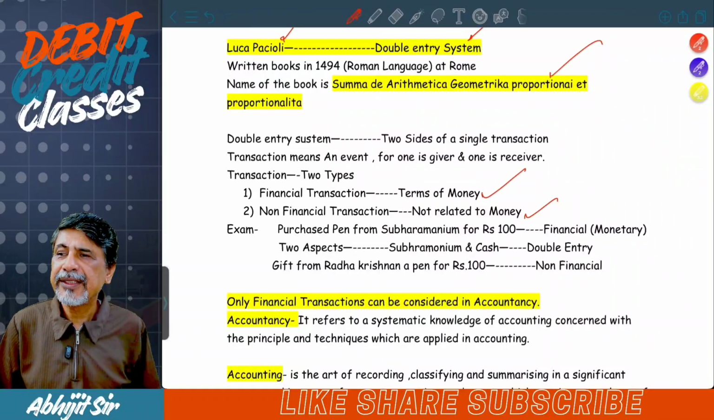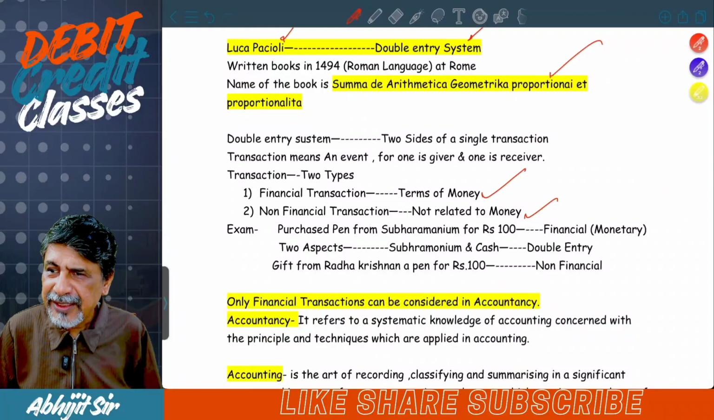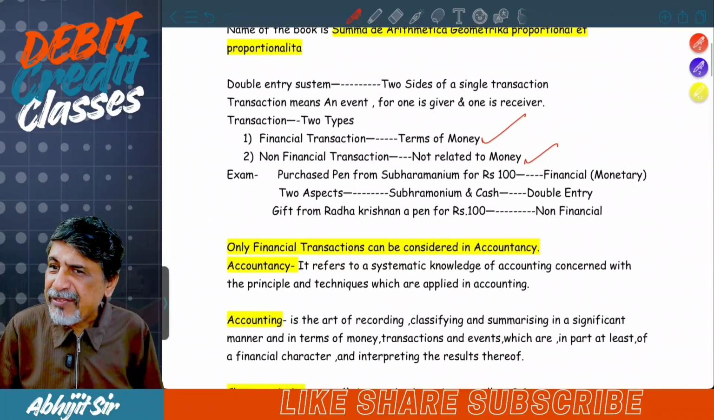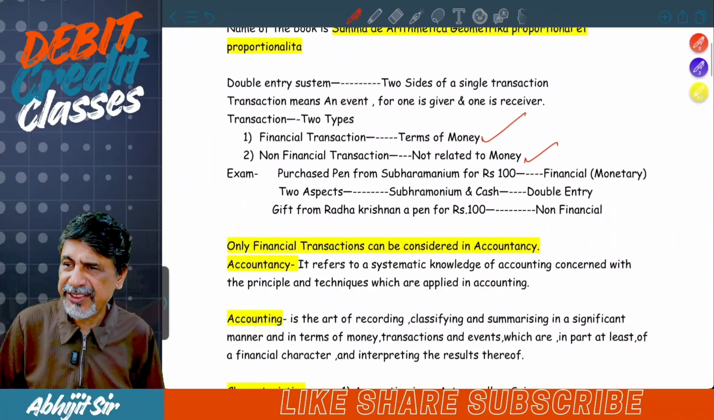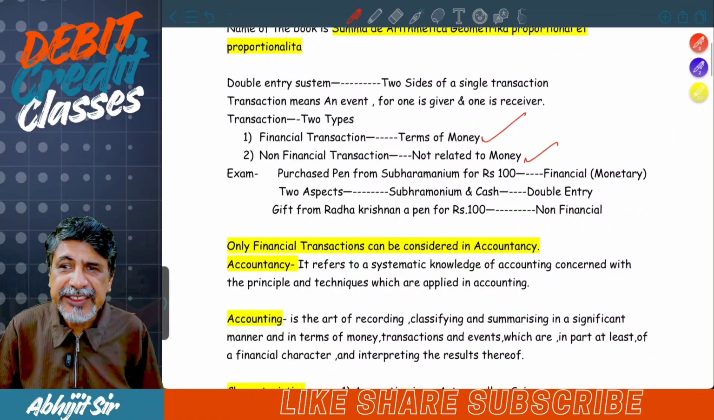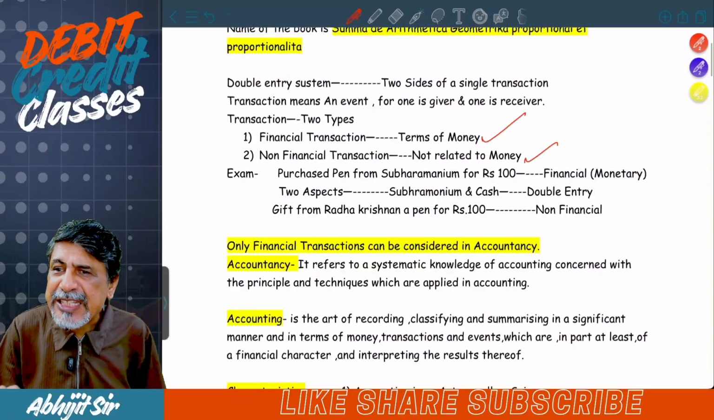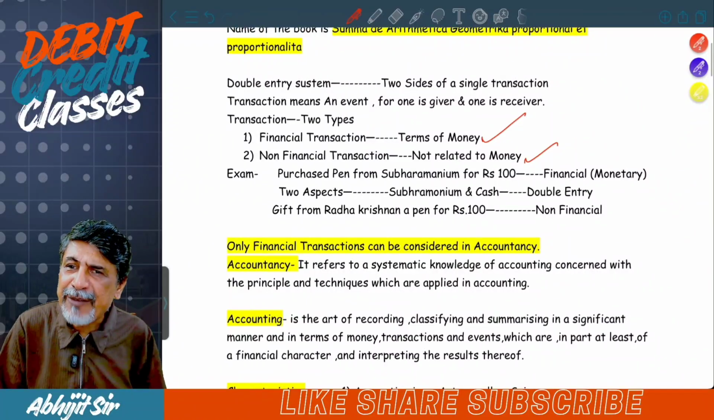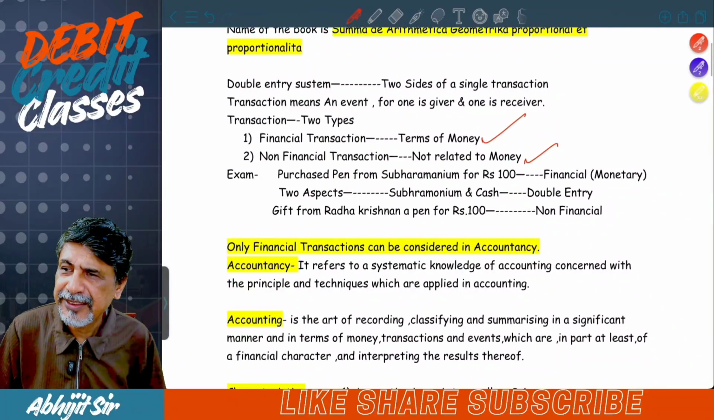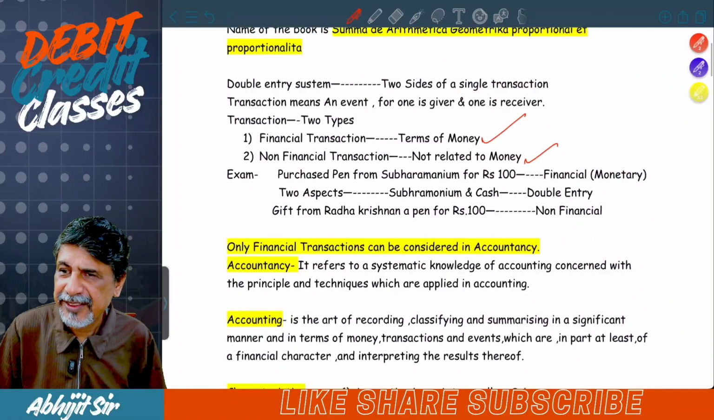What is accountancy? The subject you are going to read. Accountancy refers to a systematic knowledge, not just knowledge, but a systematic knowledge of accounting concerned with the principles and techniques which are applied in accounting.